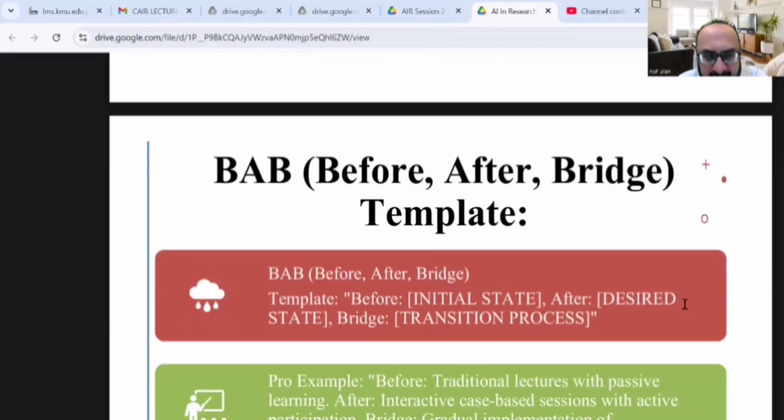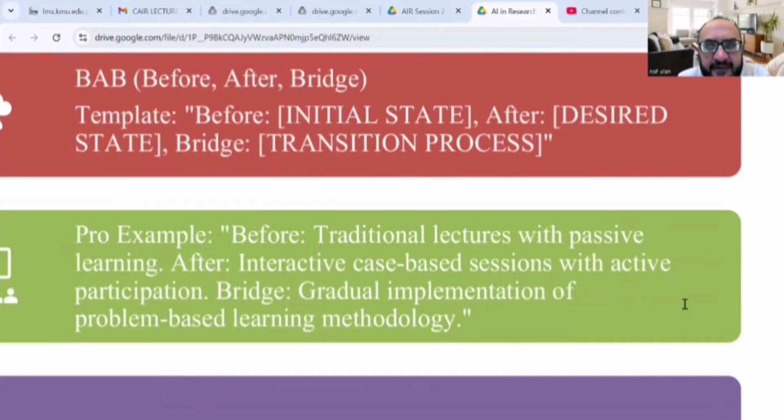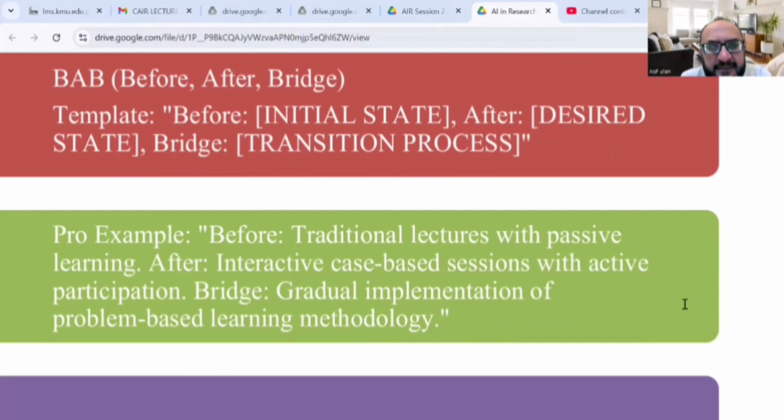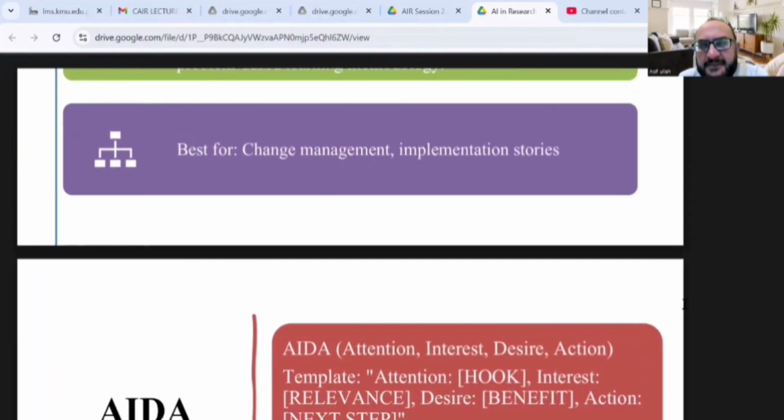BAB, the before, after, bridge template, is for change management and implementation stories. Before is the initial state, after is the desired state, and bridge is the transition process. For example, before: traditional lectures with passive learning. After: interactive case-based sessions with active participation. Bridge: phased implementation of problem-based learning. That is BAB.